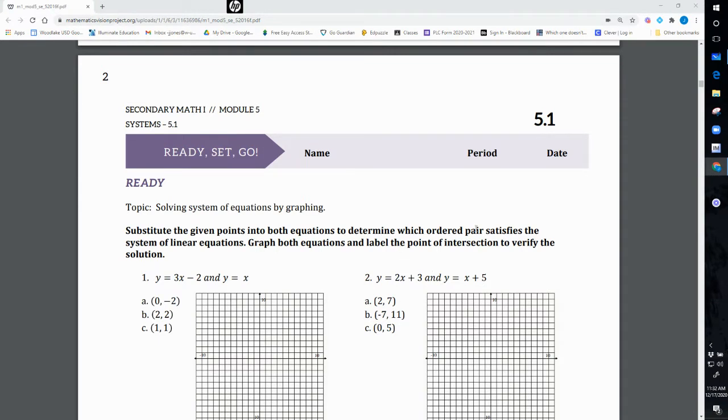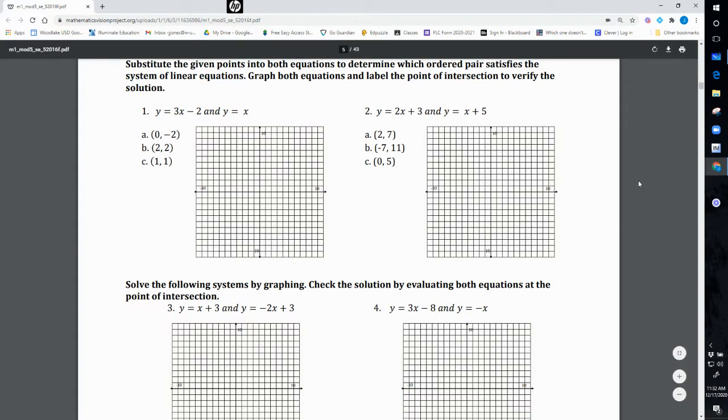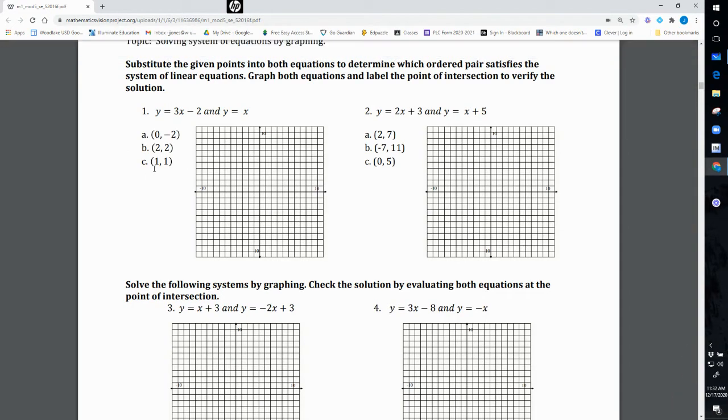So we're going to go over this very first problem, and then you can do the rest of these four. It says substitute the given points in both equations to determine which ordered pair satisfies the system of linear equations. A system just means that both linear equations are happening at the same time. And it's asking which of these three ordered pairs, A, B, and C, fit both equations.